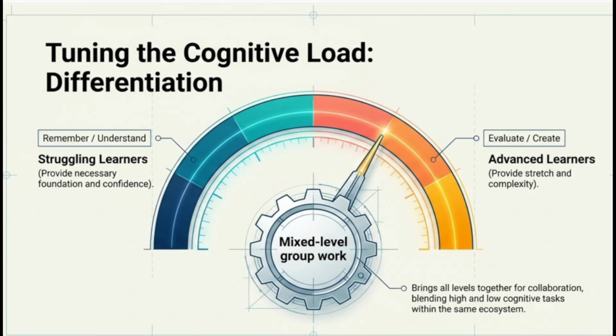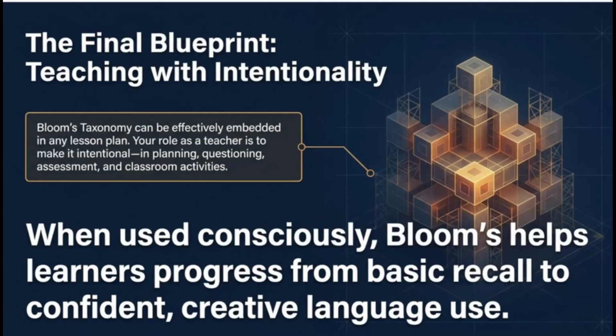On one side of the spectrum, focused on foundational tasks like remembering and understanding, we support struggling learners by building their confidence and core skills. On the other end, involving higher-order tasks like evaluating and creating, we challenge advanced learners by offering stretch and complexity. To connect both ends, we use mixed-level group work, a central gear that brings all students together for collaboration, blending high and low cognitive tasks within the very same classroom ecosystem.